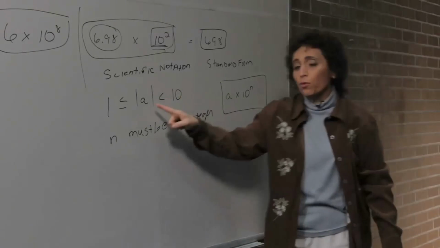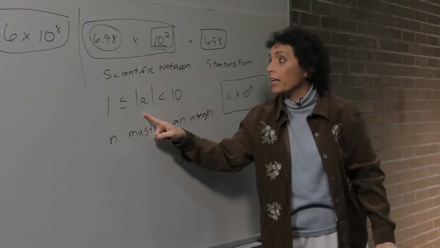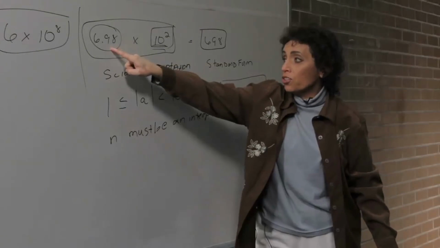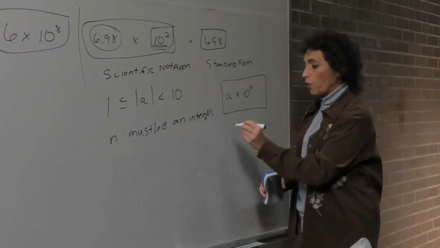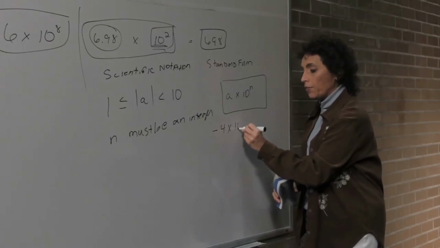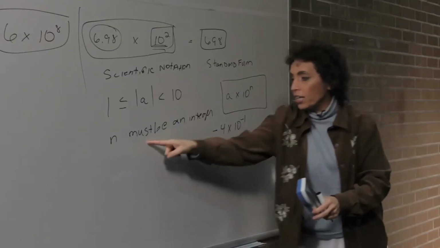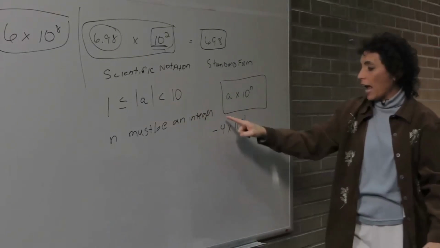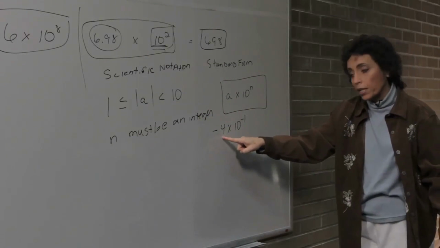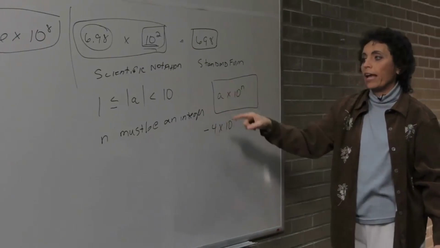Okay? And the absolute value of A must be between 1 and 10, so including the 1. So this is fine, 6.98, because it's between 1 and 10. This is also fine, negative 4 times 10 to the negative 1. N is an integer, negative 1 is an integer, and the absolute value of A, which is 4 here, must be between 1 and 10, which it is.